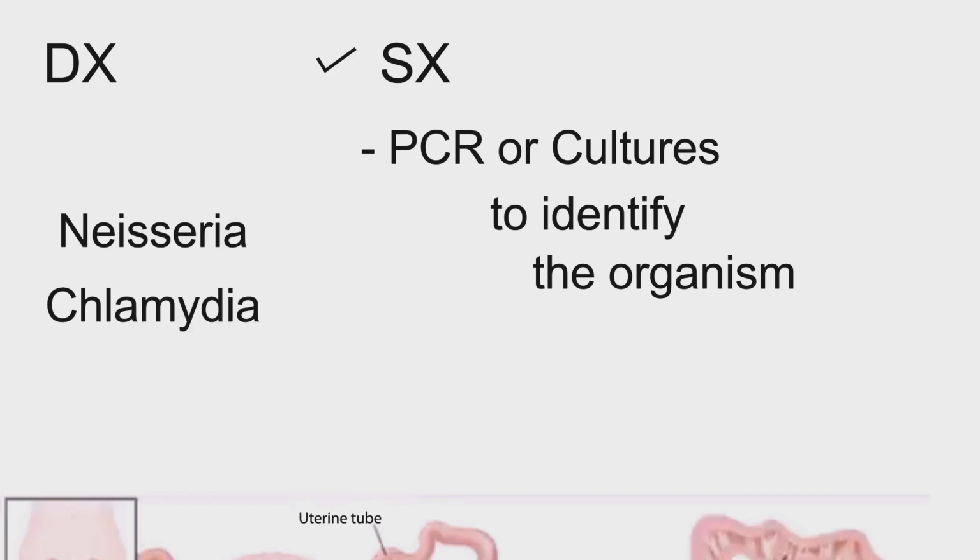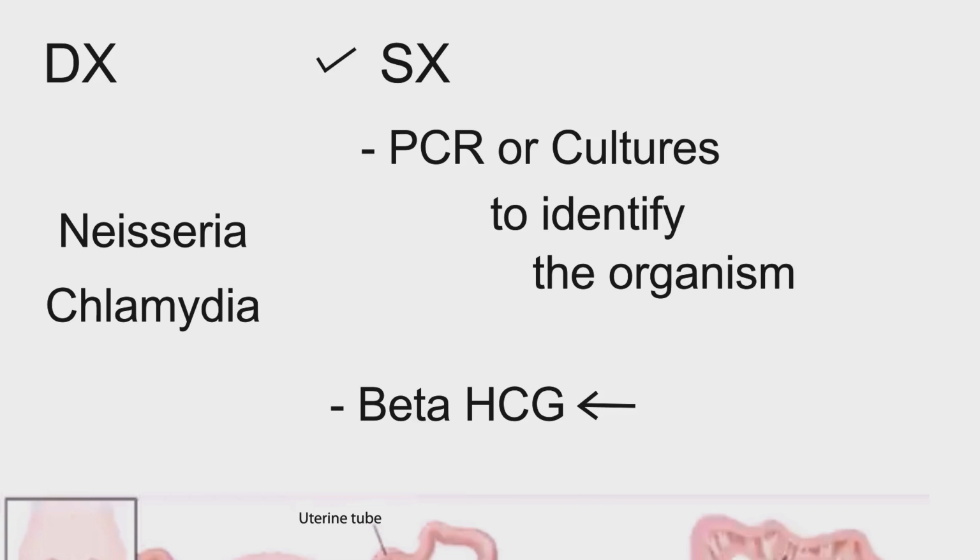And another thing that's done in the workup of PID is a pregnancy test, beta-HCG, because ectopic pregnancy that we just talked a little bit about, its symptoms are very similar to that of PID. So when you're trying to diagnose PID, you also try to diagnose ectopic pregnancy, and that can be done with a beta-HCG.